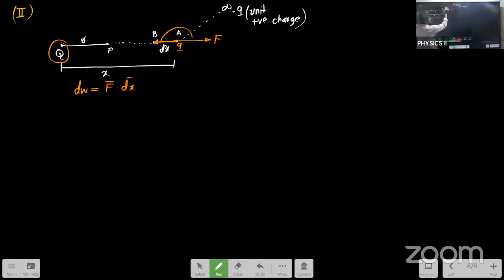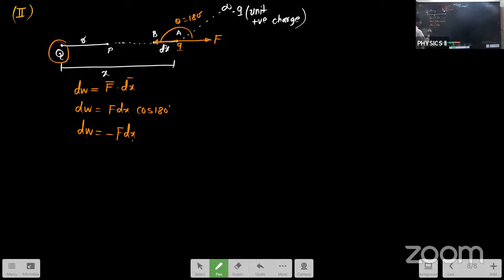So what is the angle between them? Angle between them is how much? 180 degrees. So what will this become? dW is equal to F dx cos how many degrees? 180 degrees. So this will become dW is equal to minus F into dx. Why have I written minus here? Because cos 180 degrees is what? Minus 1.